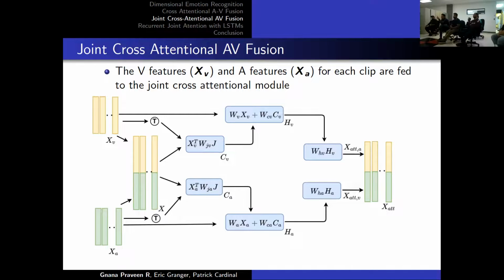And what is the difference between W_CV and W_J? The dimensions of X_V and the joint representation will be different. If you have L clips, and let's say your dimension is d_A here, then for the joint representation it will be L cross (d_A plus d_V), because we concatenate features. So the dimensions of these two are different, and we use these two parameters to bring them to one common dimension so that we can add those two matrices.